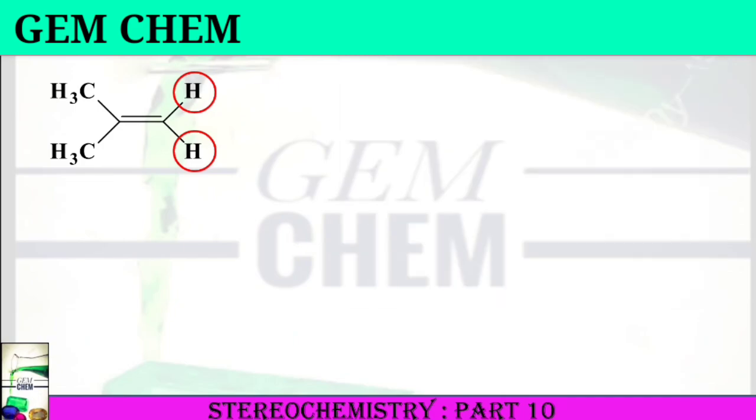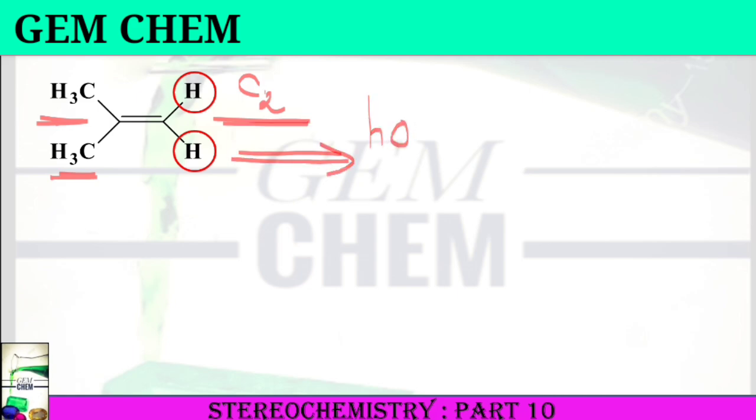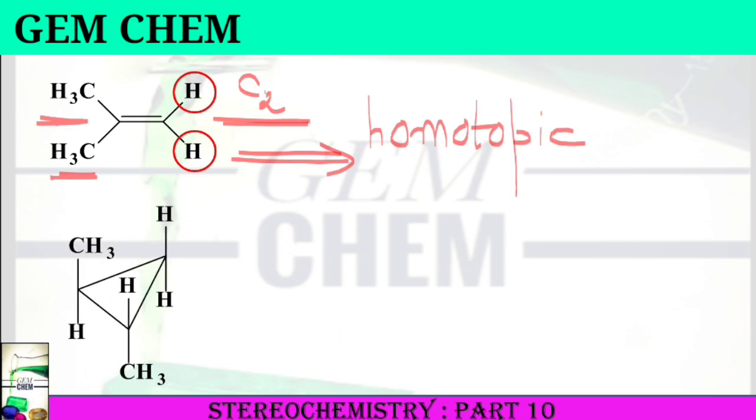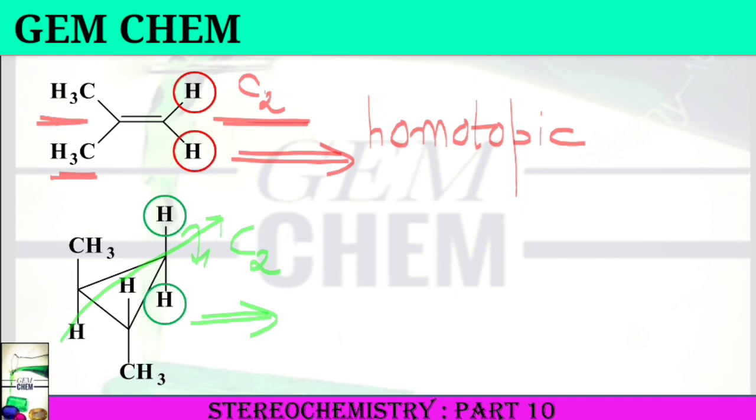See our first example. If you consider this one, you can see CH3 present. As a result, there will be a C2 axis, and the presence of a C2 axis hints that these two hydrogens will be homotopic hydrogens. Now let us go to the next molecule. The two hydrogens for which topicity is being considered are these two circled in green. Here also you can see there is a C2 axis, and since there is a C2 axis, these hydrogens will be homotopic.